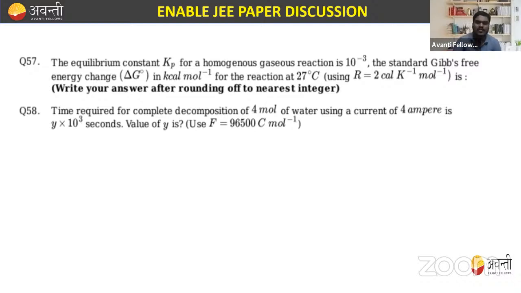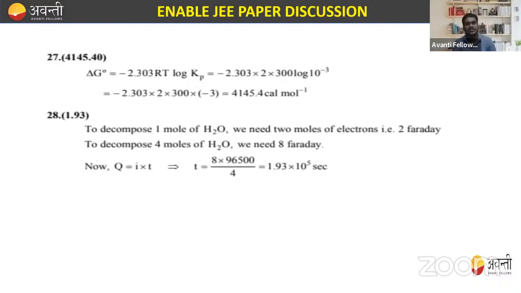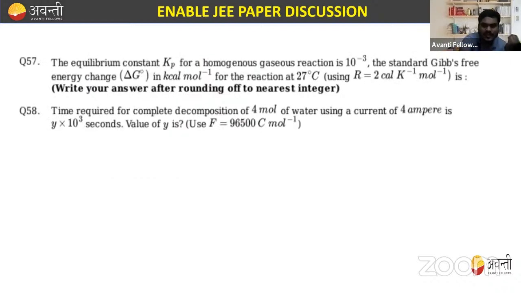Write your answer after rounding off to the nearest integer. So we know the relationship between delta G and log Kp: delta G is equal to minus 2.303 RT log Kp. Here 2.303 remains the same, R is 2, T is the temperature, and Kp becomes minus 3.